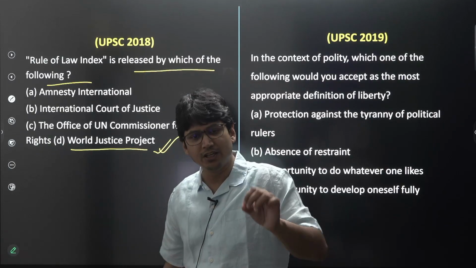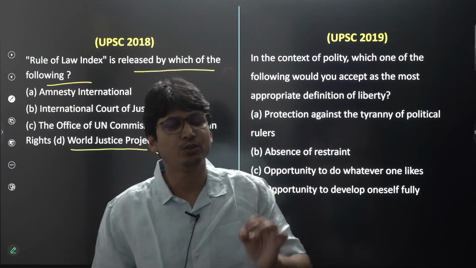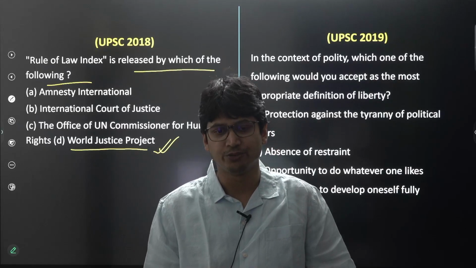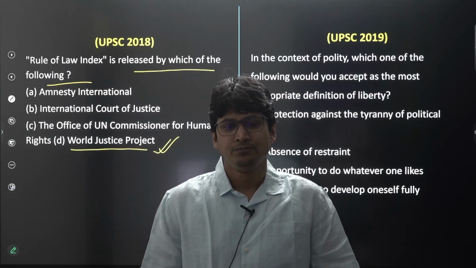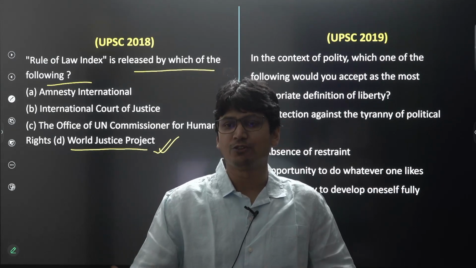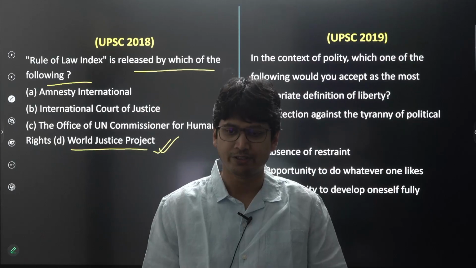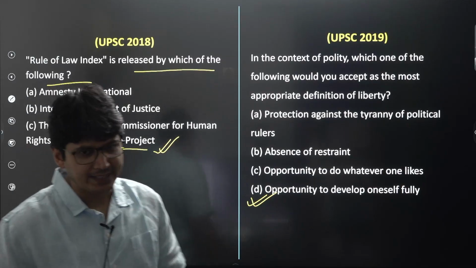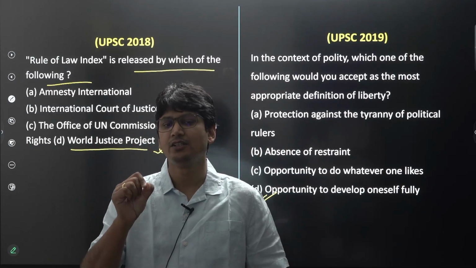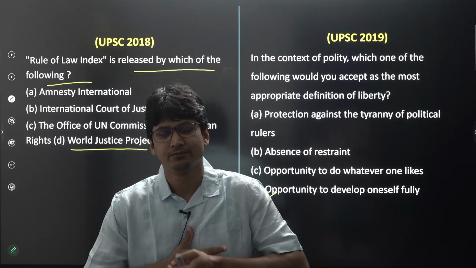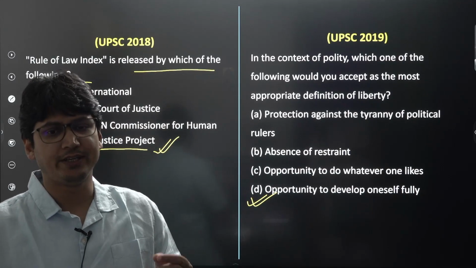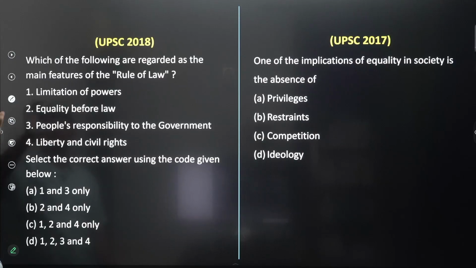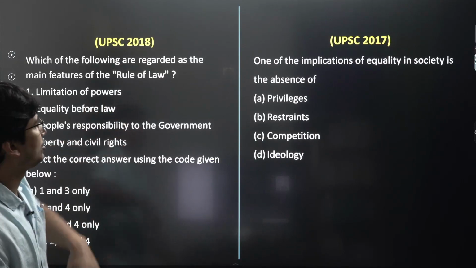Just write this down. World Justice Project releases the rule of law index based on certain parameters. So we need to study rule of law from this point of view. I'm just giving you a backdrop to what sort of questions have been asked so far under fundamental rights. Rule of law index is published by World Justice Project. As of now, just remember this. Let's take up another question on rule of law.